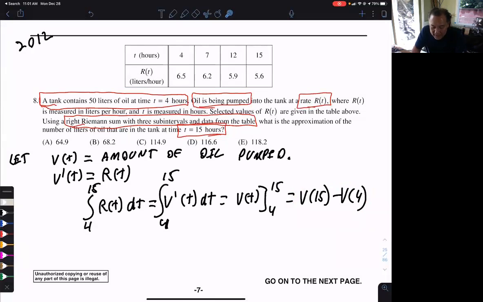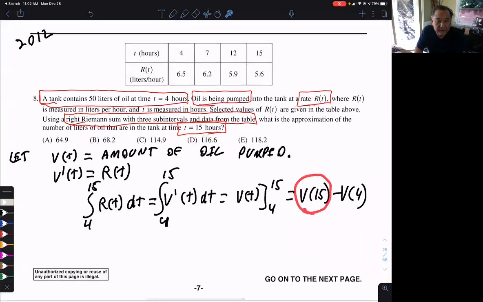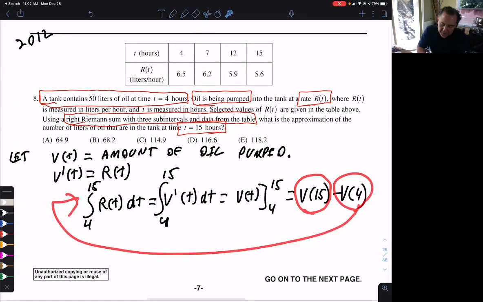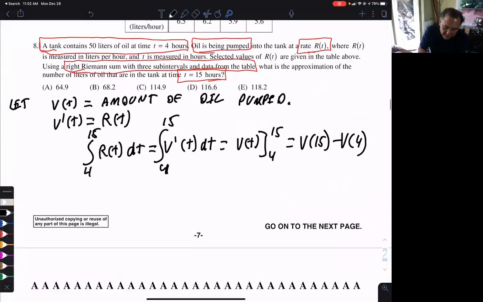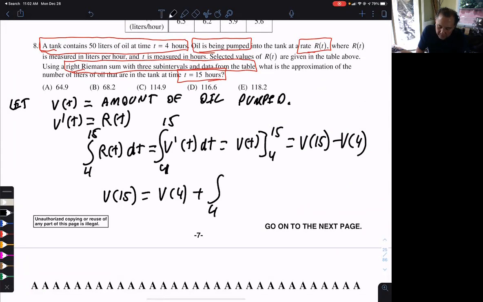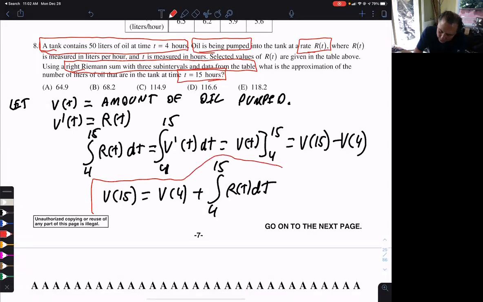Now, this is very interesting because what do we want to know? We want to know the amount of oil at 15, right? We want to know V of 15. So to isolate V of 15, we would add V of 4 to the other side. So let me give you the final formula. V of 15 equals V of 4 plus the integral from 4 to 15 of R of T dt. What is this saying? This is huge. This is your big takeaway right here.